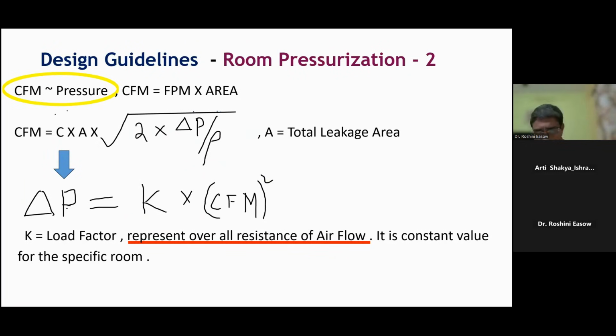This load factor means, when you are designing a surgical room, airflow and pressure are directly related, because CFM is depending on the pressure. Now, if we make this the design CFM, it will be the pressure. In true sense, it does not happen that way. Why? Because you follow this equation: delta P is equal to K into CFM square. What is K? This is called the load factor.